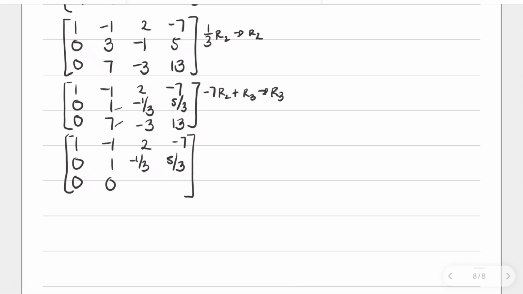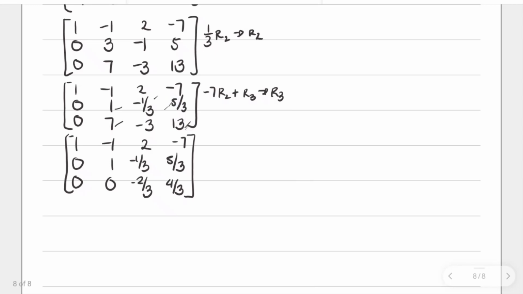Negative 7 times negative 1/3 is 7/3. Negative 3 is negative 9/3, so this is negative 2/3 here. Negative 7 times 5/3 is negative 35/3, and 13 here is positive 39/3. Negative 35, positive 39, so you have positive 4/3. Let me check. Negative 35, and then you have your 39, so that's it.